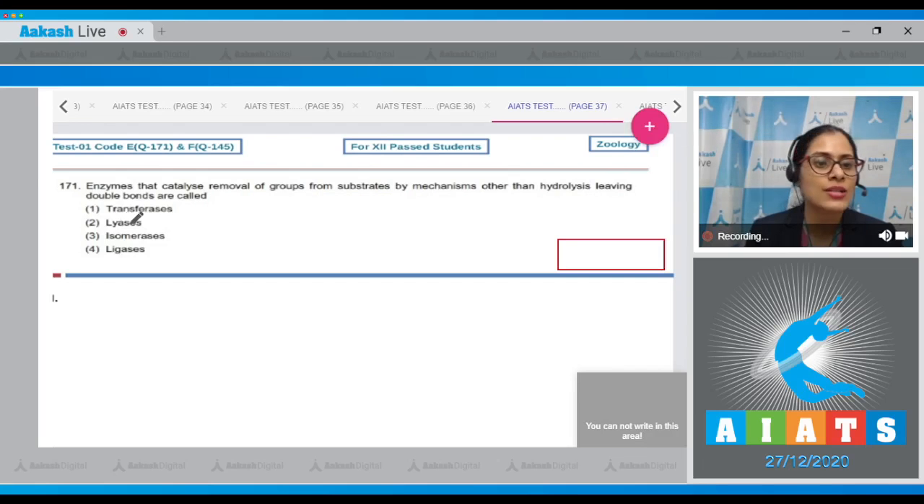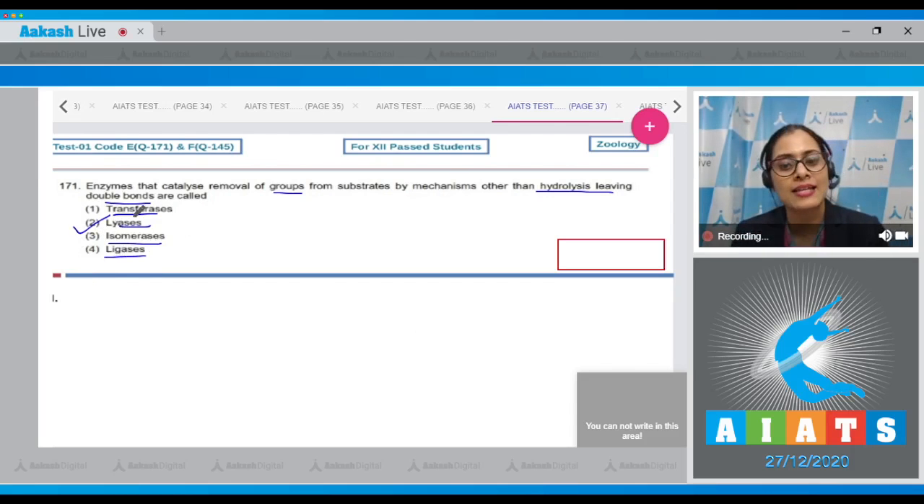Question number 171. Enzymes that catalyze removal of groups from substrates by mechanisms other than hydrolysis, leaving double bonds, are called. And the options are transferases, lyases, isomerases, ligases. And the correct answer to this question is option number 2, lyases.